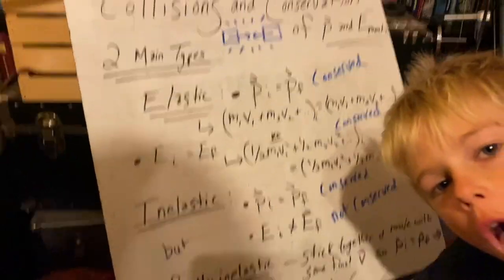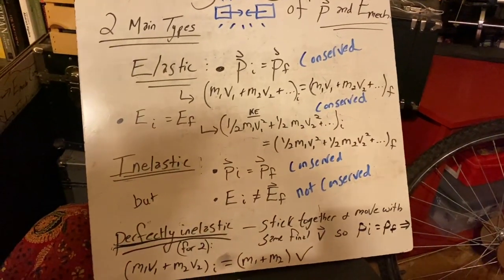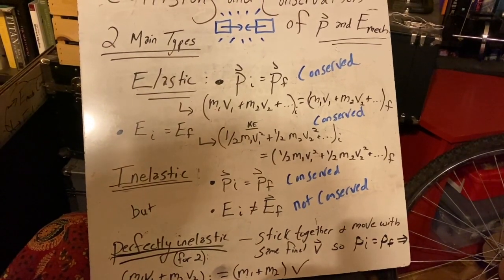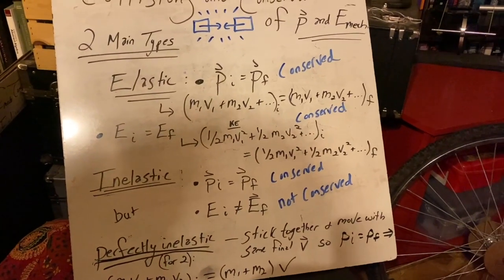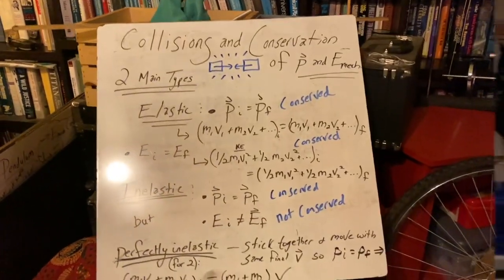Here's the equations you need to figure out some unknowns. As long as you have enough information, you could solve for unknown velocities and unknown masses.